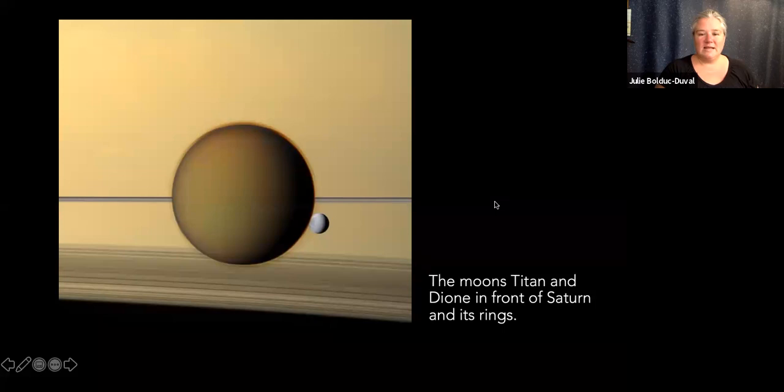The moons are Titan and Dione. I'm not sure exactly how to pronounce it, I must admit. They're in front of Saturn and its rings, and you can see the haze around Titan. So this is the moon with an atmosphere. And again, the rings are here. This is Saturn, rings, and shadow of the rings. So it's a pretty neat picture as well.